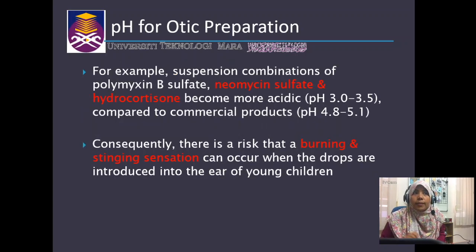For example, a suspension combination of polymyxin B sulfate, neomycin sulfate, and hydrocortisone becomes more acidic. When you combine these three, the pH is around 3 to 3.5. Compared to the commercial product, if you do it extemporaneously, you get it more acidic, as the commercial one is around 4.8 to 5.1. Consequently, there is a risk that a burning and stinging sensation can occur when the drugs are introduced into the ear of young children. So you need to use it with caution.